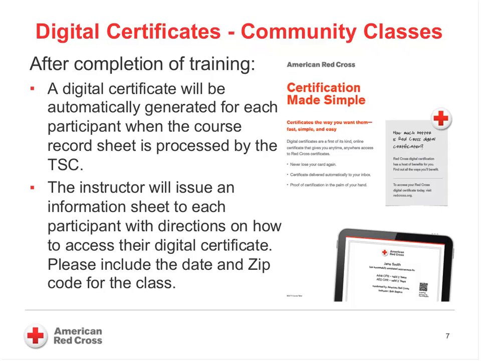Digital certificates for community classes are automatically generated when a class is closed in the system. Instructors should give each student a flyer or card with information on how to get their certificate. If they don't receive the automated email, they will need the zip code from the location of the class and the date of the class. Instructors should write this information down on the flyer or card that they provide to the students.